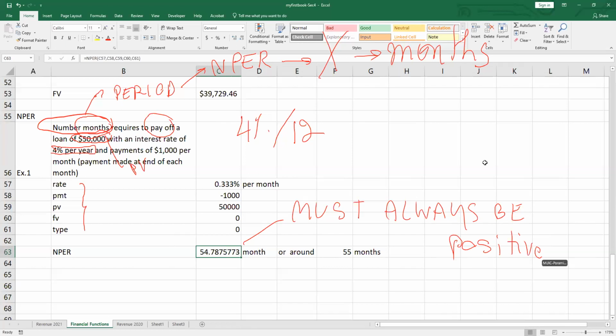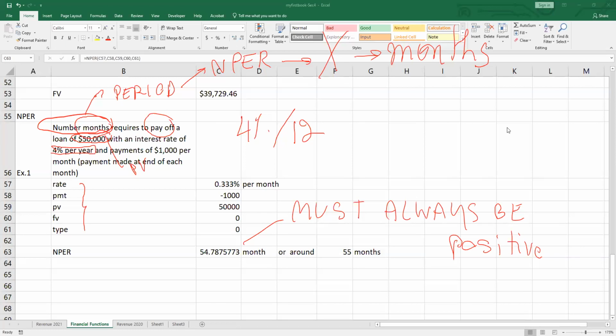Why is that? Because NPER is the time, and the time must be positive in order to calculate anything in terms of the financial functions that we learn. You will never say that NPER is negative something. If you get a negative, you cannot ignore that one. That is an error. You calculated something wrong. Then you have to go back and check what's going on with your calculation because it must always be positive.